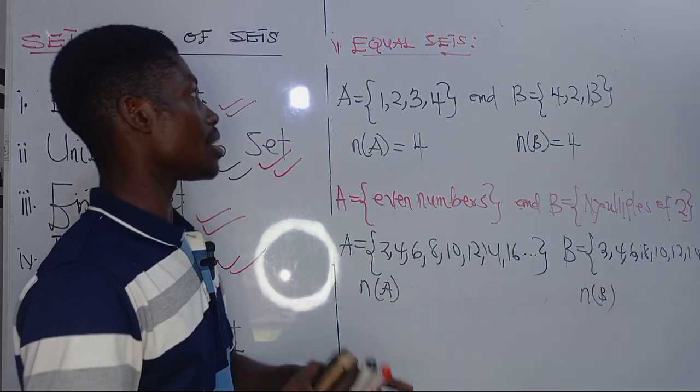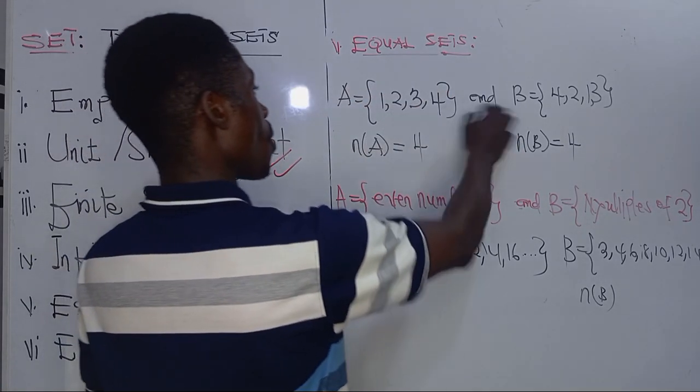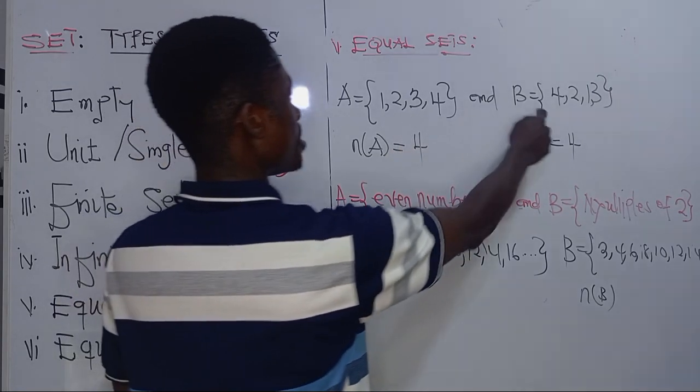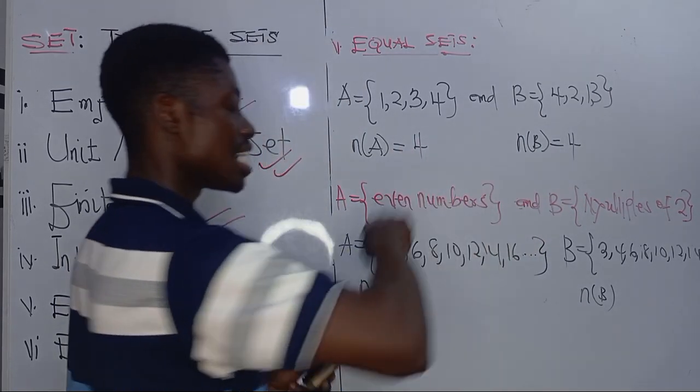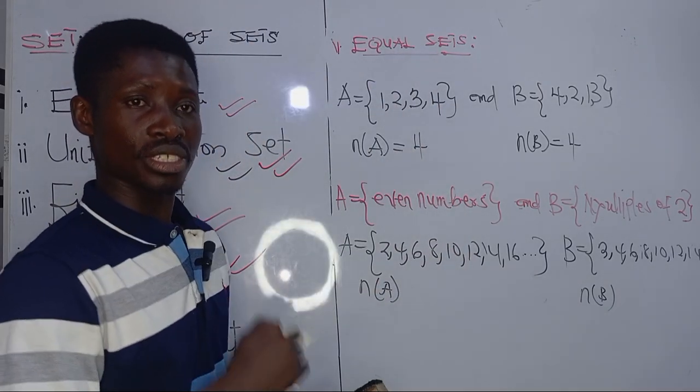Good. So when we talk about equal sets, then we are saying that two or more sets having the same elements and then the same number of elements, then we can say that these two sets are equal sets.